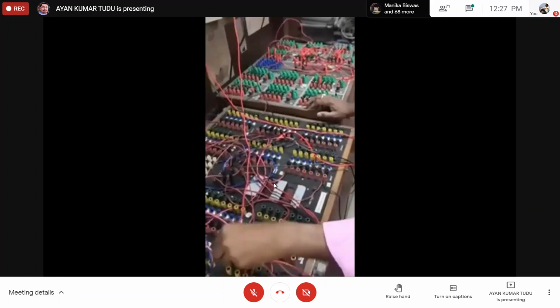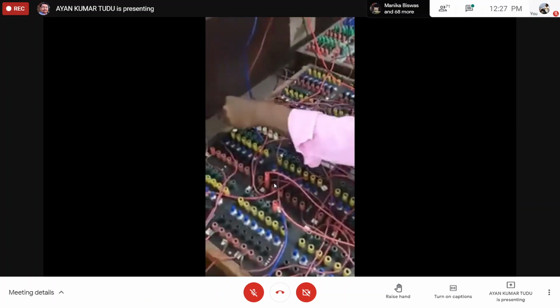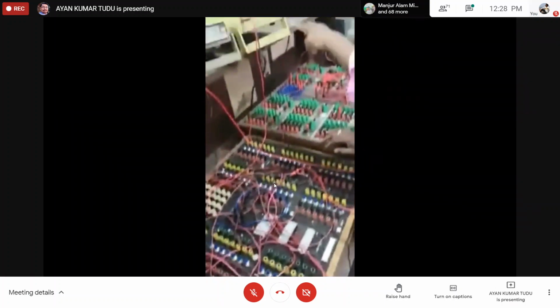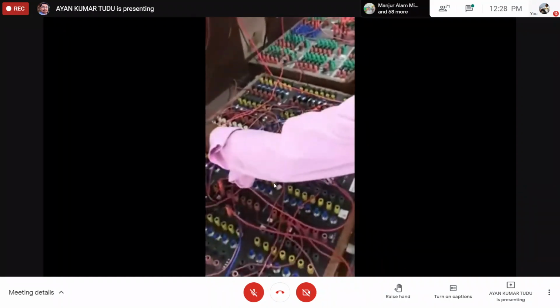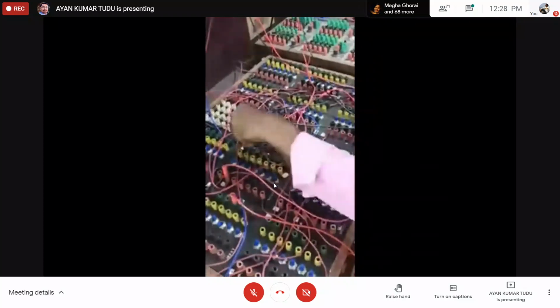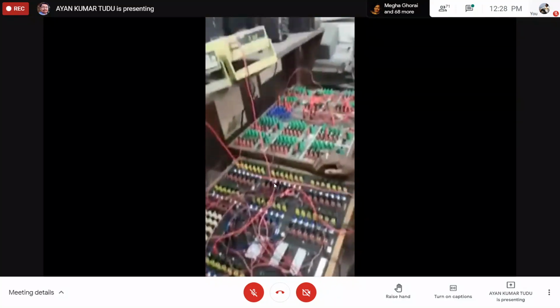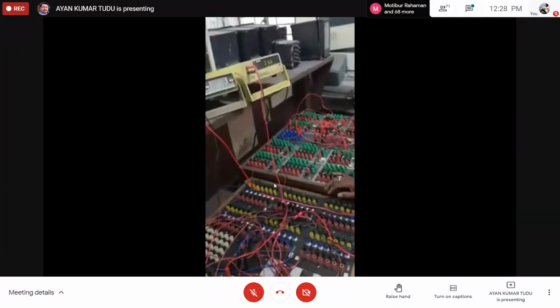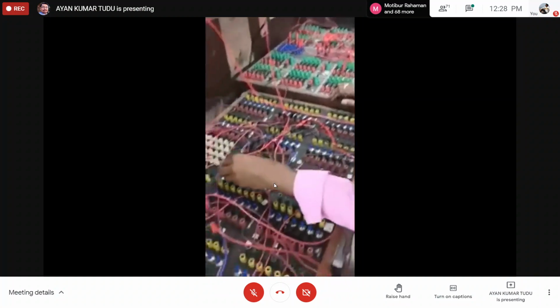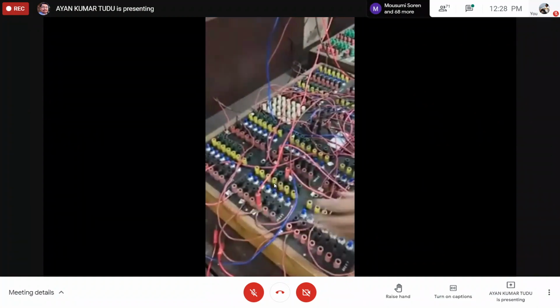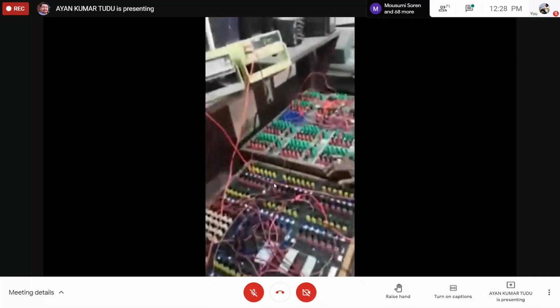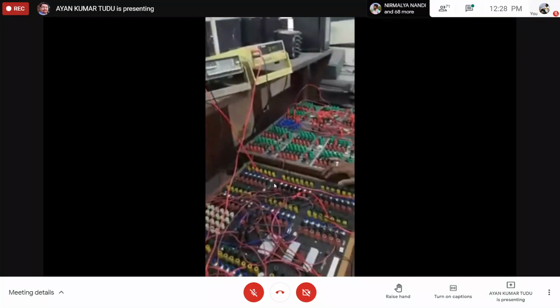C. Measuring VPD. We will be measuring VPE. And we are measuring VPQ.